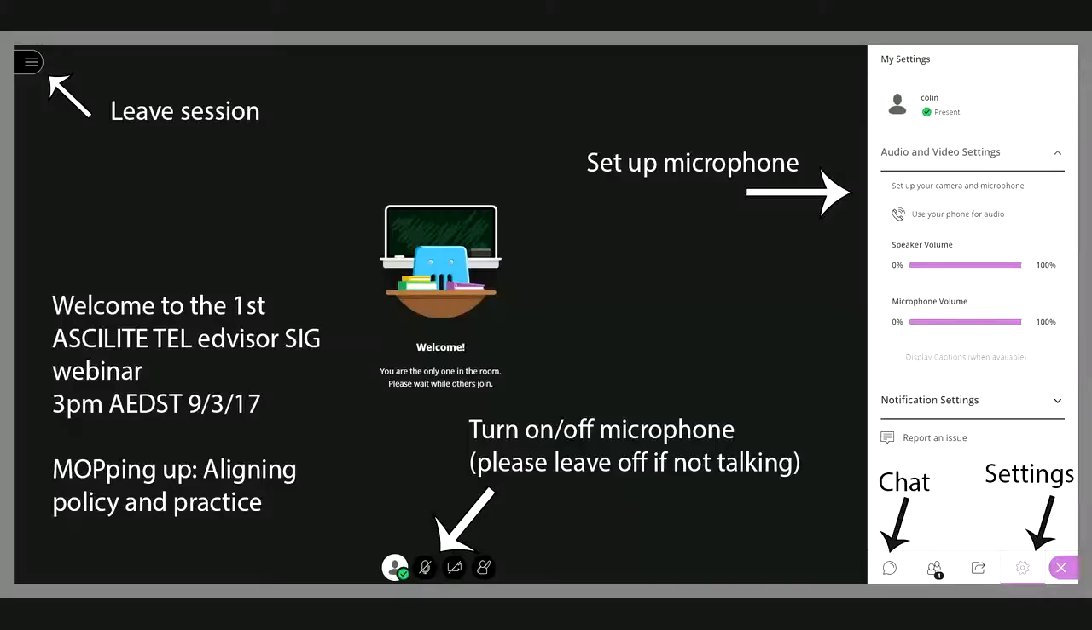So, hello everyone, and welcome to the first webinar of the TEL Advisors Special Interest Group. Today we're going to be talking about mopping up, aligning policy and practice. So basically looking at minimum online presence in our various institutions.